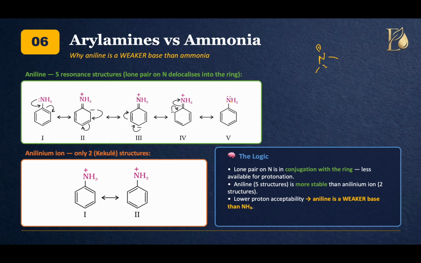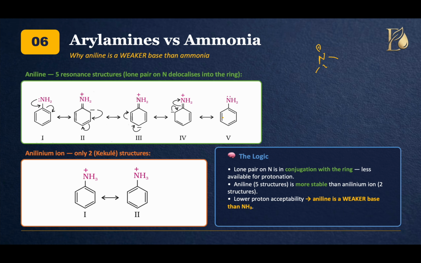So because of resonance, the lone pair originally present on nitrogen becomes distributed over the benzene ring instead of remaining fully available on nitrogen. So this is the most important point. Since the lone pair is delocalized into the aromatic ring, it becomes less available for protonation. Therefore, aniline cannot accept a proton as easily as ammonia or alkyl amines. In ammonia and alkyl amines, the lone pair on the nitrogen atom is localized, but in aniline, the nitrogen lone pair is delocalized toward the ring, so it becomes less available for protonation. So we can say aniline cannot accept a proton as easily as ammonia or alkyl amines.